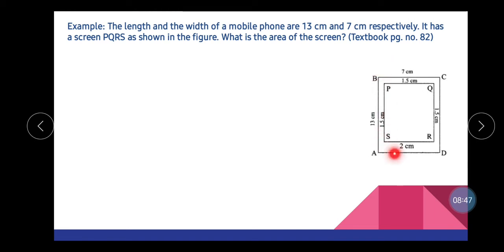This is your mobile screen. The length is given as 13 centimeter and the breadth is given as 7 centimeter. Now the screen, this area we need to find, that is PQRS. So here the space is there. Here it is 1.5, 1.5, 1.5. Here it is 2 centimeter. So accordingly we will solve the sum.